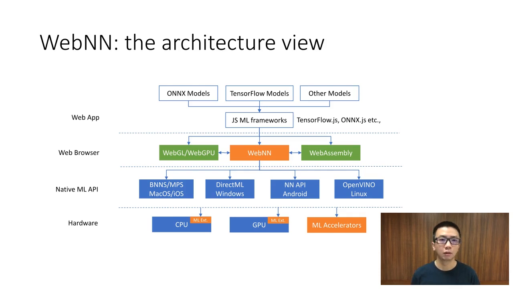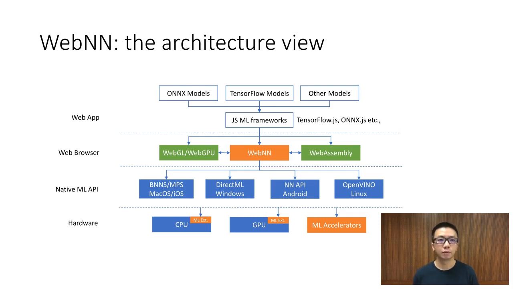operations support. The primitives of WebNN can be mapped to the native machine learning API available on different operating systems, such as Android Neural Network API, DirectML on Windows, Metal Performance Shaders on macOS and iOS, and OpenVINO. Eventually, these native APIs will talk with the compilers and drivers to run these primitives on various machine learning hardware.